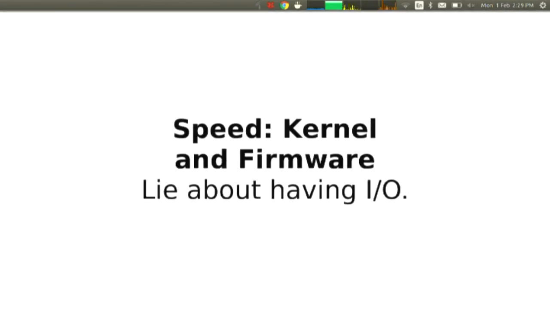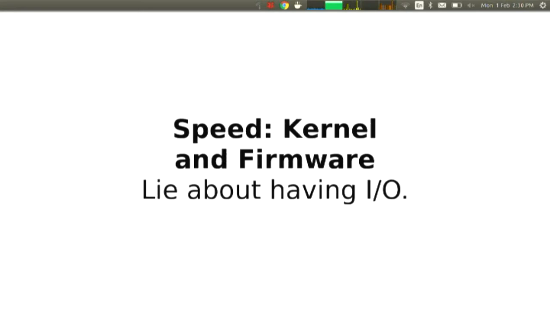Another thing for speed, for both the kernel and firmware, you can just lie about having I.O. I.O. is really slow, generally, especially on boot, when you're waiting for PCI links to train or USB links to train or whatever, there's a lot of stuff in there that takes a long time. So you either lie about the model of the I.O. or you just don't have any I.O., and say if you need disk, you use some sort of PMEM driver, or whatever you want. You can get disk a different way rather than just trying to emulate something with PCI.